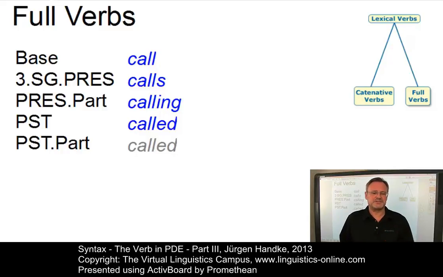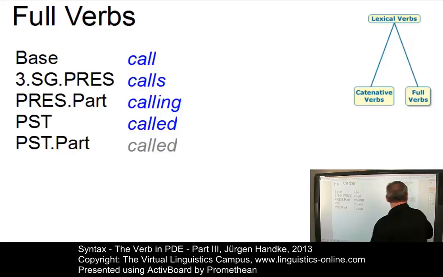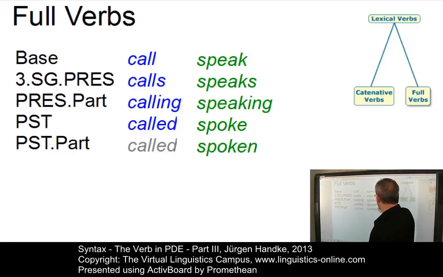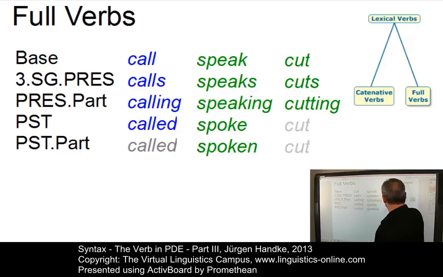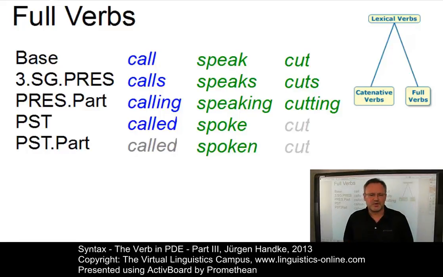Irregular verbs vary in this respect. There are verbs whose paradigm consists of five forms: speak, speaks, speaking, spoke, and spoken. Well, and then we have also got verbs whose paradigm consists of three forms only: cut, cuts, and cutting. And the past tense form and the past participle form are identical with the base.